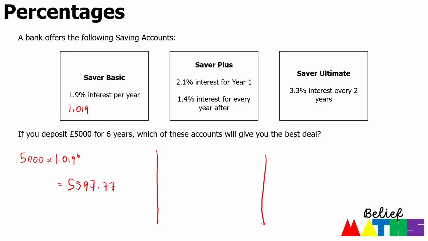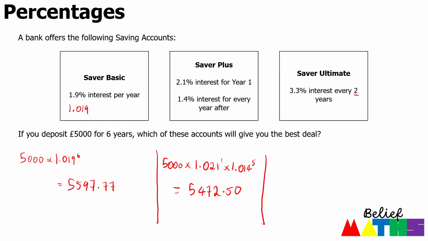For the plus account, because we've got two different interest rates, we start with 5,000 multiplied by our first interest rate, again to the power of 1. And then we can, in the same sense, multiply by the second multiplier for the remaining 5 years. Okay, and again we can put that all into our calculator in one go, and that gives us an answer of 5,472.50. So you can see currently the Saver Basic is the better option. Finally, the Saver Ultimate, we've got 3.3% interest every 2 years.